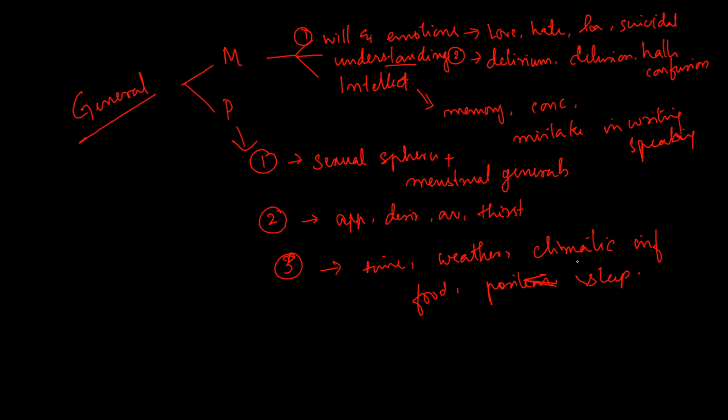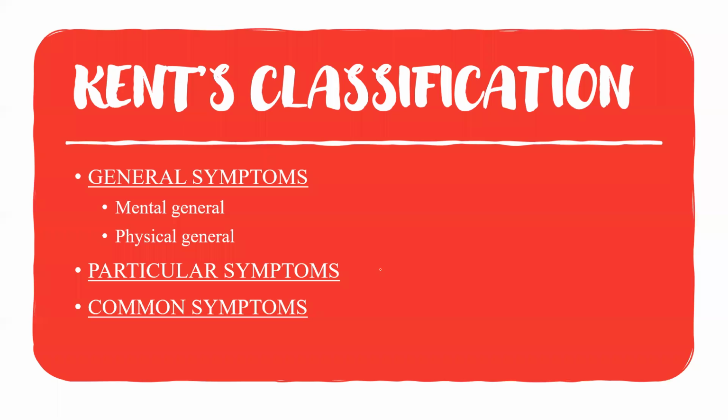So next one is physical generals. The highest importance is given to the perversions in the sexual sphere and menstrual generals. The next one is appetite, desire, aversion, and thirst. Thirdly, the symptoms that affect the entire body, like time, weather, climatic influences, food, position, sleep, even motion. So all these come under physical generals. This is a very important one.